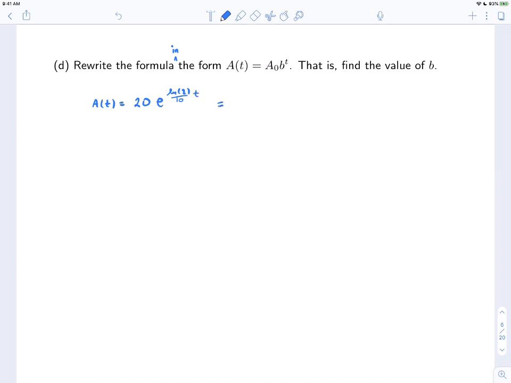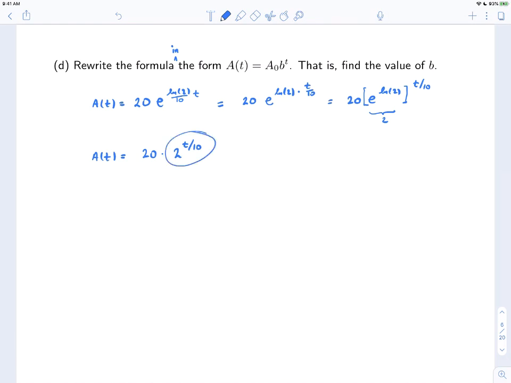And remember, we rewrote this as 20 times e to the ln of 2 times t over 10, which we then wrote as 20 times e to the ln of 2, and all of this was raised to the t over 10, because e to the ln of 2 is 2 using the cancellation law. So A at t is equal to 20 times 2 to the t over 10. We're almost done at this point.